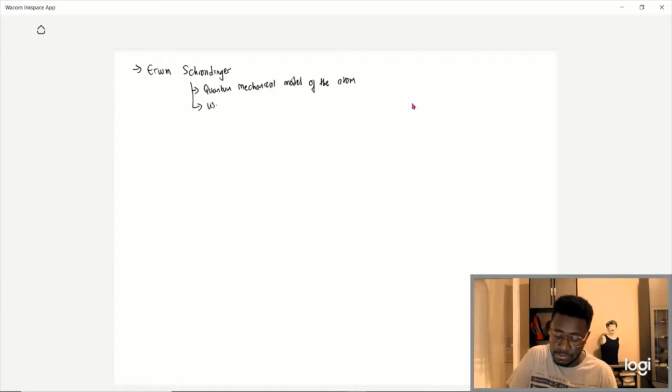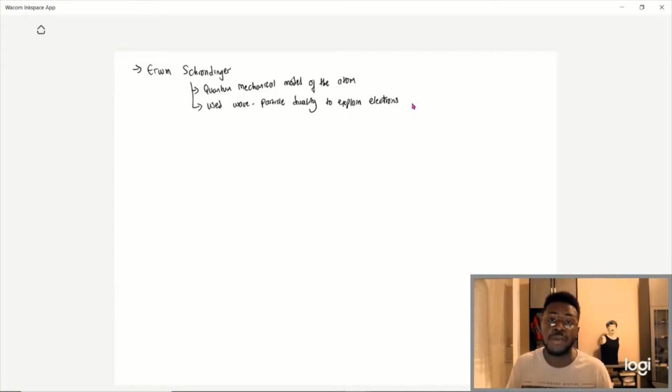So he used wave-particle duality to explain electrons. Okay, so before we talk about this model, we have to talk about the wave-particle duality theory. According to the wave-particle duality theory, everything behaves both as a wave and as a particle. So basically, an electron can be explained as a wave and as a particle.